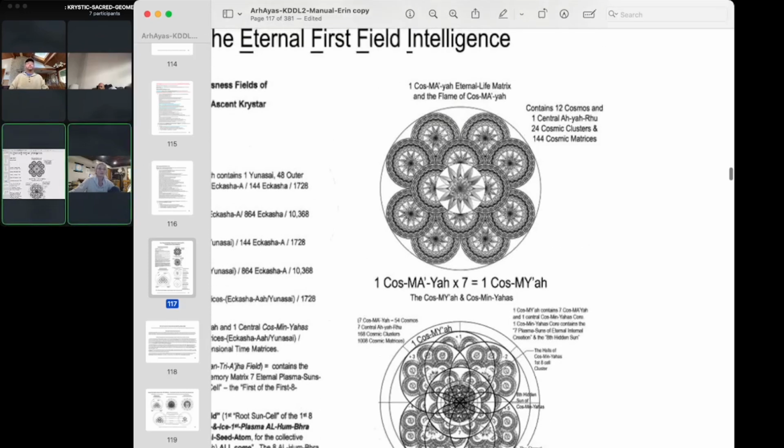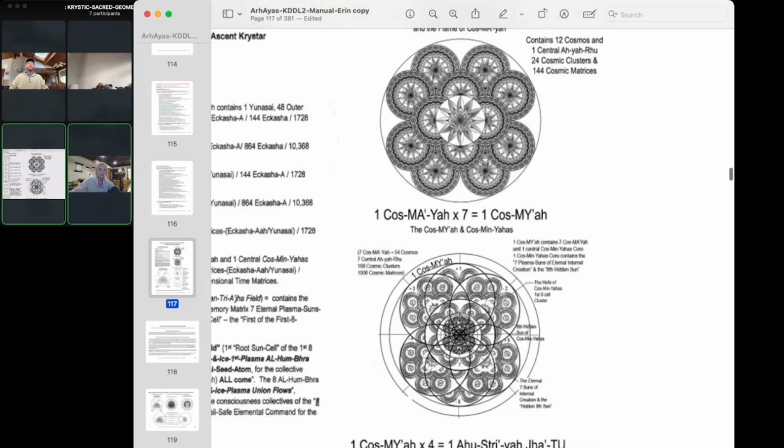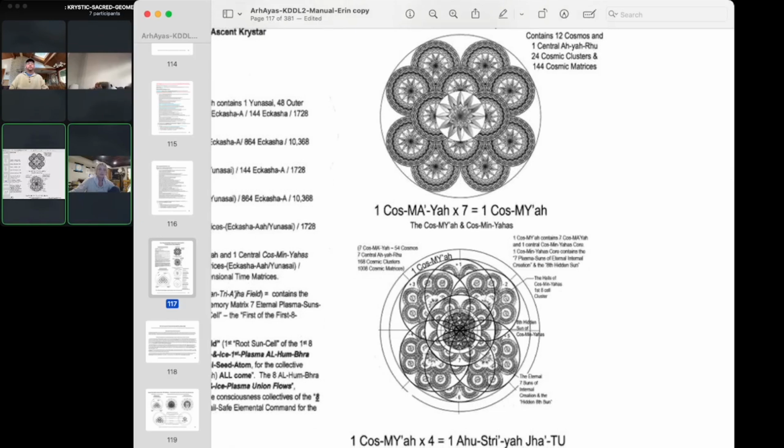So these group together into the structure of the first 8 cells that we learn about in spirit body anatomy, right? And this is called the Cos-My-yah. This is where, when we talk about the 7+1 eternal sons, this is what we're talking about.